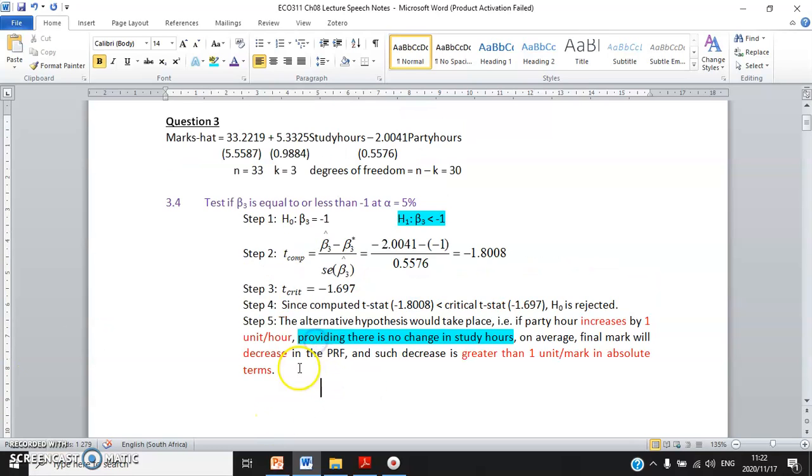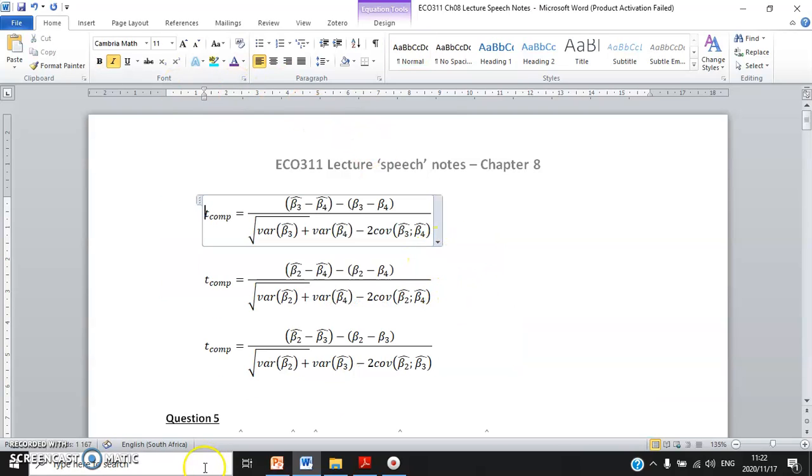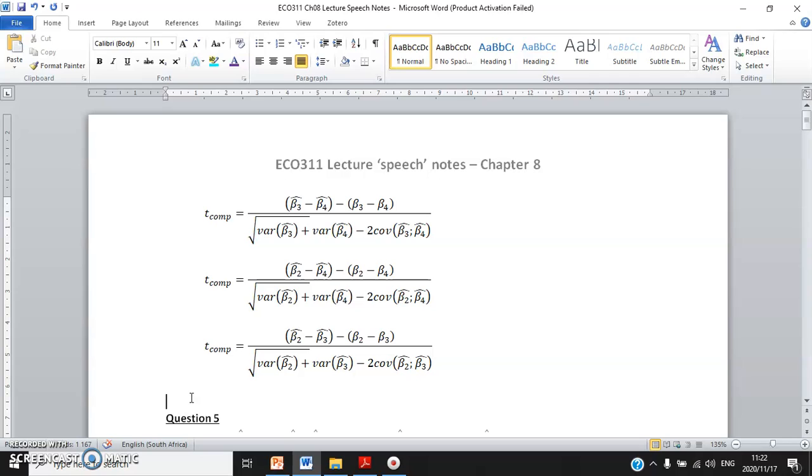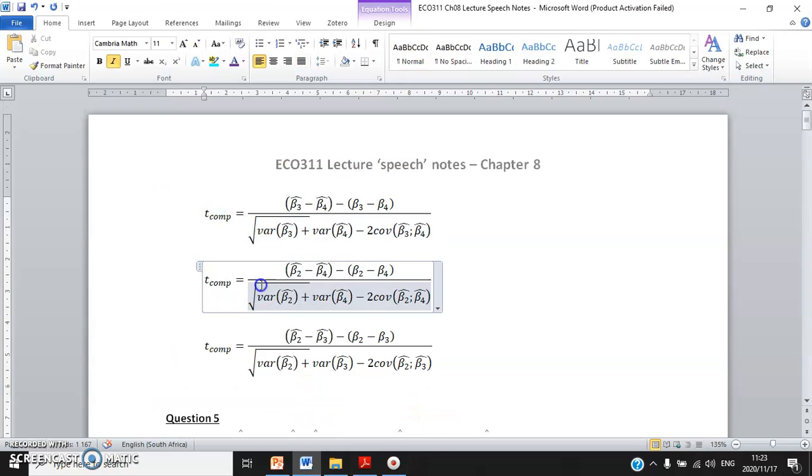Okay, I think we are making good progress. I think we can take a break now. Oh, actually, there is one more type of t-test we have to do in the next table, which is about testing whether the two slope parameters are equal to each other. And then the equation will be given to you.